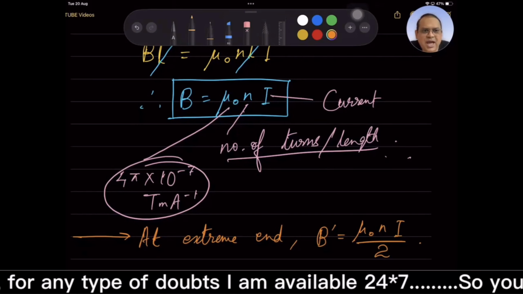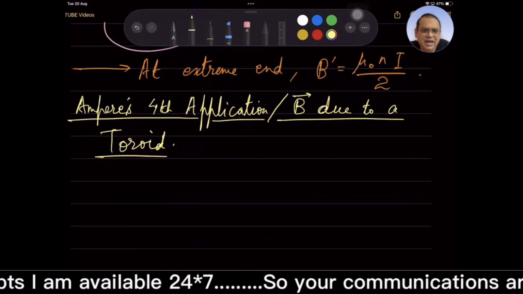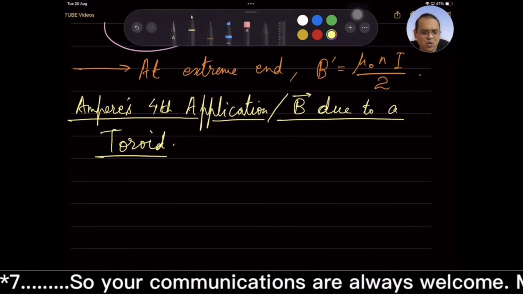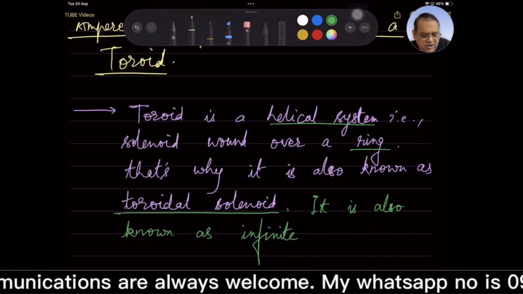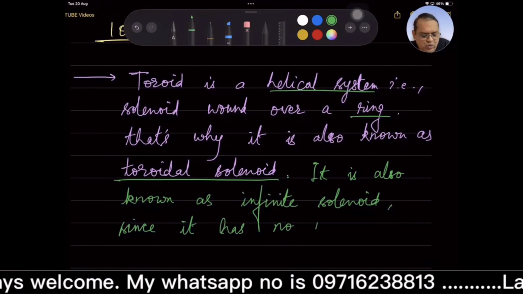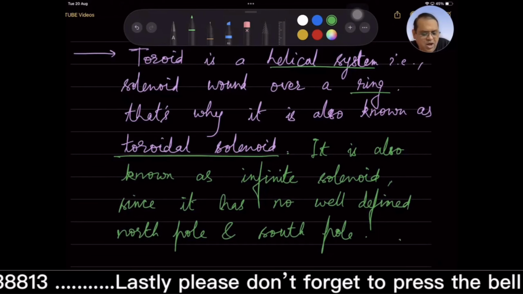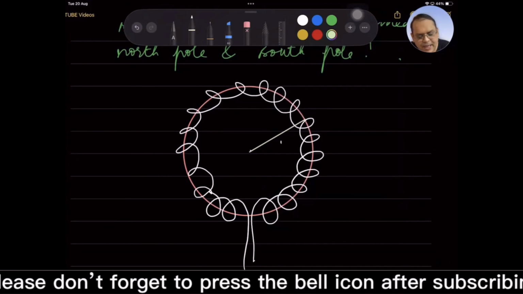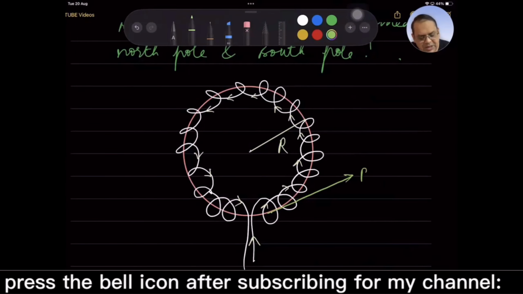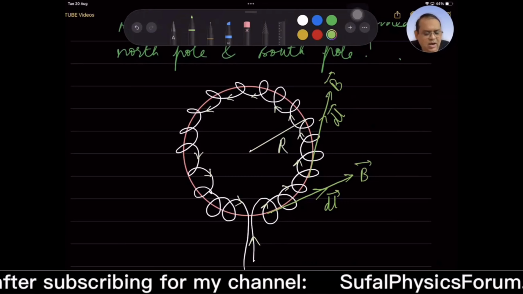Here comes the fourth application. A toroid is a helical system wound over a ring. It is like an infinite solenoid, with no well-defined north pole and south pole. How? Let's see in a diagram. And this is r. This is B, always at any point along the tangent.